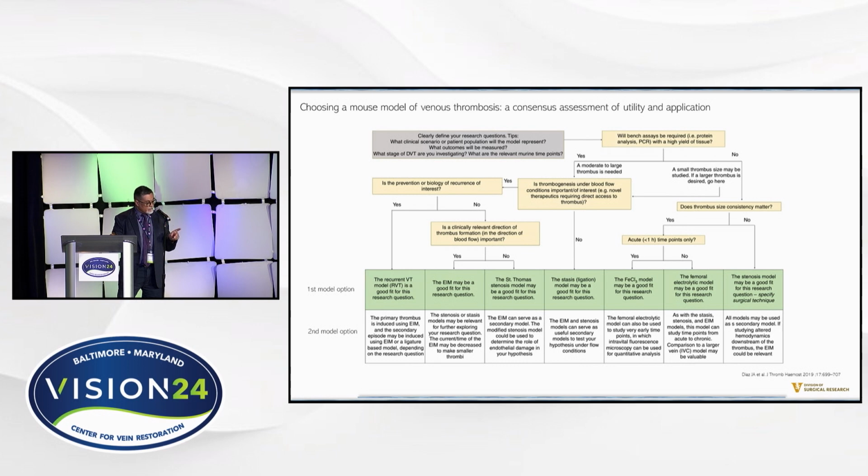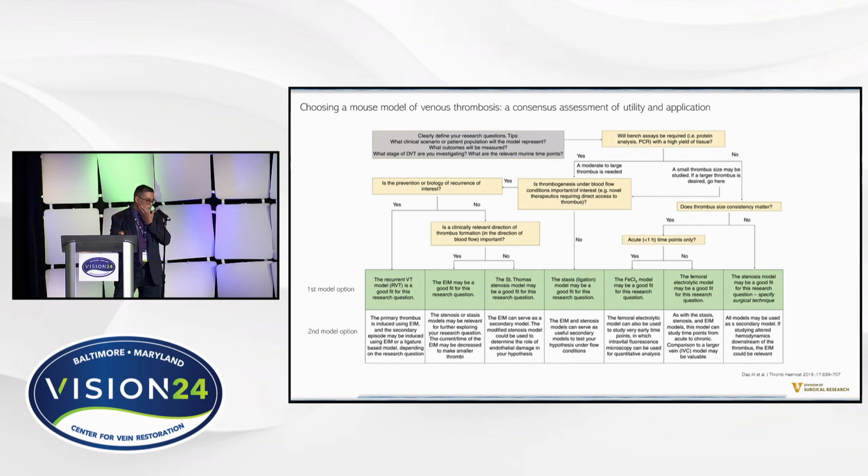We recently, in 2019, were able to publish a consensus that is very interesting work. It took us up to 5 years to put this together, but for the 7 models that we identified as small animal models, we followed potential research questions and offer this algorithm in which you can have a first model of choice or a second model to choose.